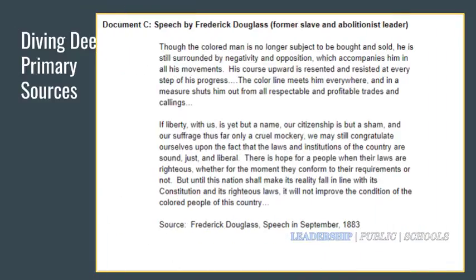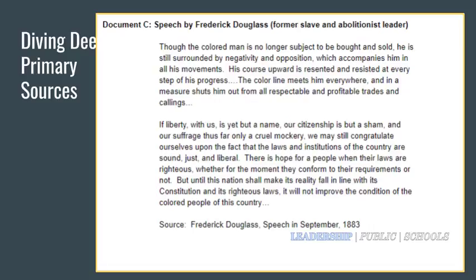Document C is a speech by Frederick Douglass, a famous former slave and abolitionist leader, in September of 1883. It reads, "Though the colored man is no longer subject to be bought and sold, he is still surrounded by negativity and opposition, which accompanies him in all his movements. His course upward is resented and resisted at every step of his progress. The color line meets him everywhere, and in measure shuts him out of all respectable and profitable trades and callings.